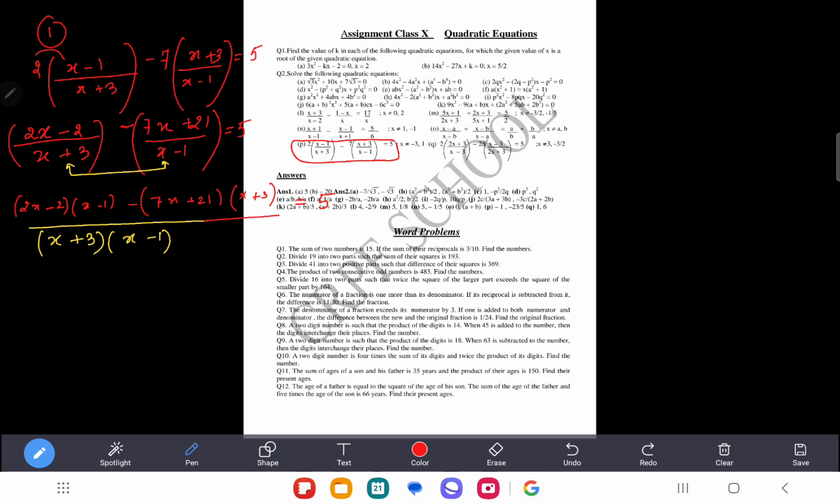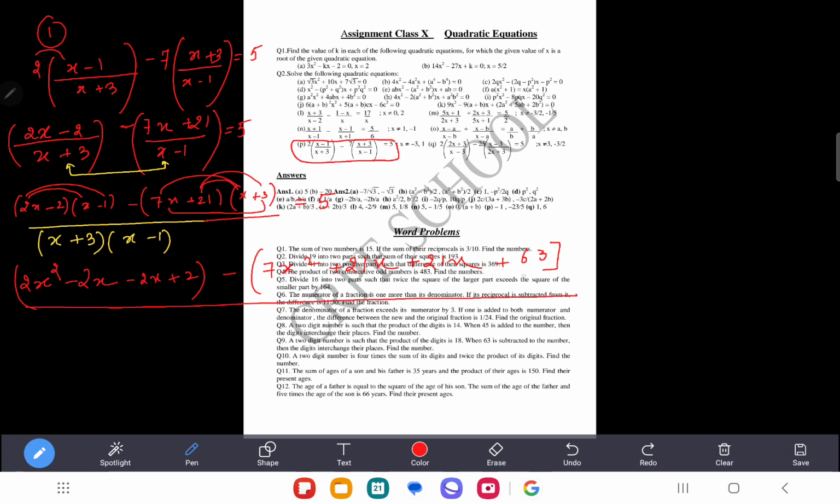Are you understanding? And now the same method: 2x times x becomes 2x square. 2x times minus 1 shall become minus 2x. Minus, it is still continuing, so it is going to become minus 2x plus 2. Minus bracket open 7 times x into x, 7x square. 7 times x into 3 becomes 21x, plus 21x, and then plus 63 over x plus 3 into x minus 1, and that is equals to 5.